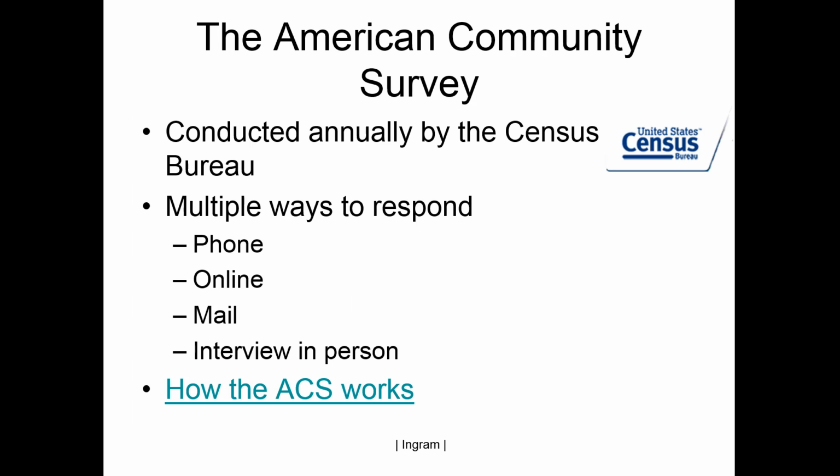The American Community Survey, or ACS, is an excellent example of how demographic data is collected. This survey is conducted annually by the Census Bureau and is used to provide vital information on a yearly basis about our nation and its people. Information collected from the ACS data also helps determine how more than $400 billion in federal and state funds are distributed each year. There are multiple ways to respond to the ACS, including via phone, online, through mail, and by in-person interviews.